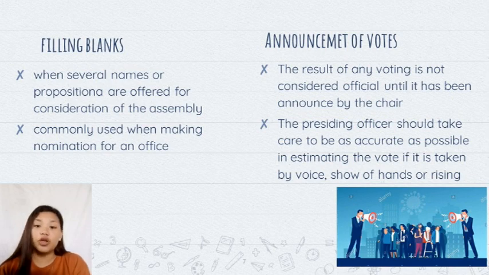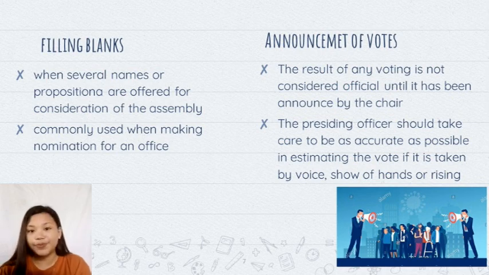The next is cumulative voting. Principally used to protect the minority groups, this method is used when there are two or more offices of the same category to be filled. In cumulative voting, the voter is allowed as many votes as there are candidates in the election.